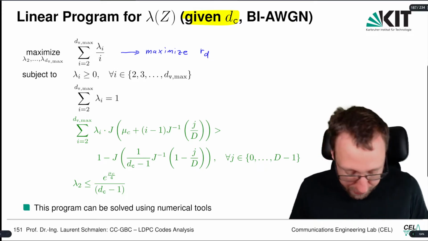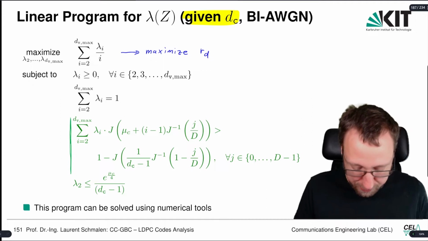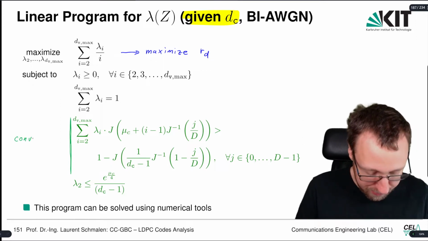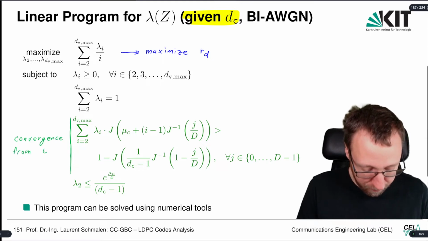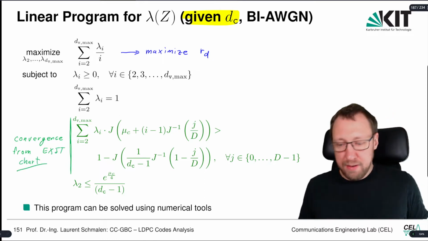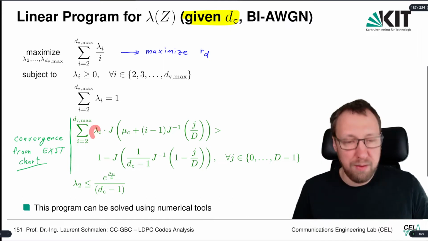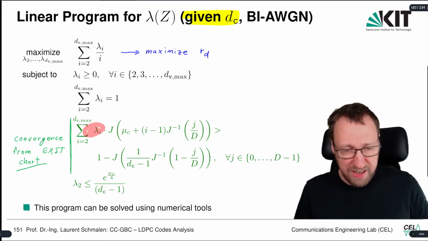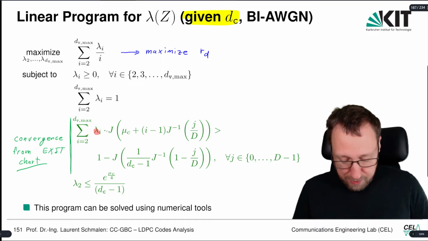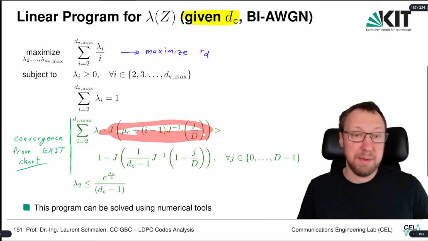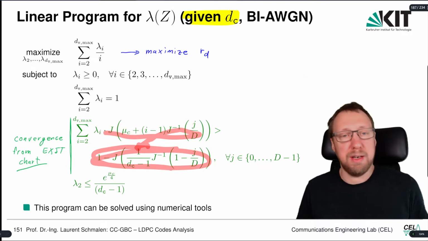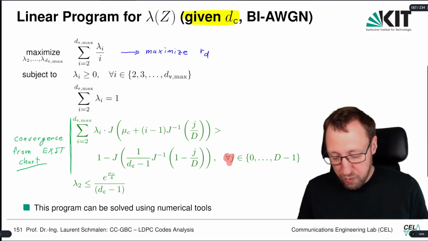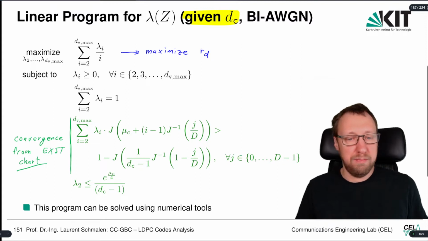And then we have the things that change. So this is the convergence condition. It doesn't fit into one line, so we put it in 2 lines. This is the convergence from the EXIT chart. And this is just the same condition that we had before. So sum over lambda i, so it's linear in lambda, times this guy. This is just a constant. This is something that we can pre-compute. It must be larger or equal than this guy, which is also something that we can pre-compute. And this must be true for every j between 0 and D minus 1.